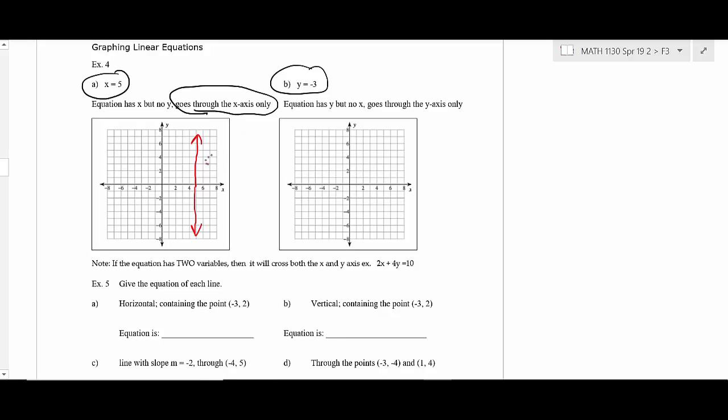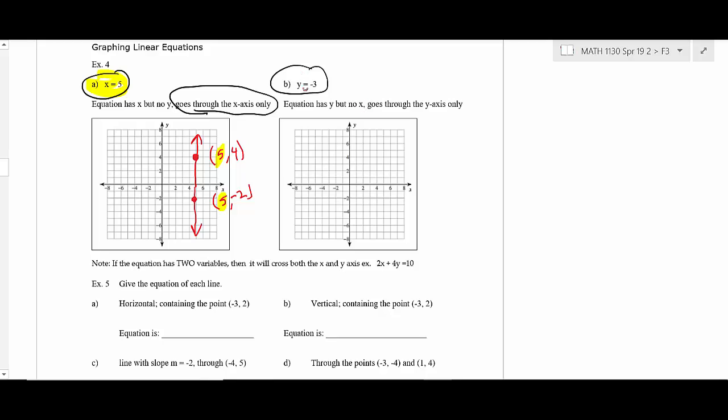Now, one thing, students a lot of times get this backwards. I see it all the time. A good thing to write on your notes is just pick a couple of points. Like, that's the point 5, 4. This is the point 5, negative 2. What I want you to understand is x is always the same. That's why it's vertical, is because x is 5, and it will never change. Okay, that's what that means. Does that make sense? That's why it only goes through the x-axis, is because x always stays the same. It's 5 to the right of the y-axis.